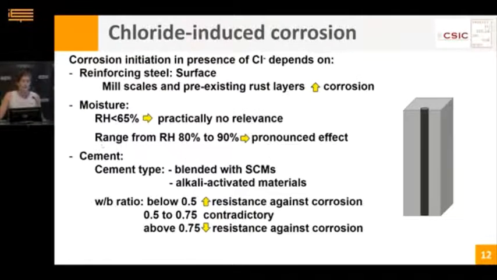Finally, there are different parameters related to the cement that also influence chloride-induced corrosion, in this case cement type and water-binder ratio. The presence of supplementary cementitious materials, fly ash, slag, silica fume, leads to a refinement of the pore structure and in general prevents the penetration of chloride ions. For other types of cement, for example alkali-activated materials, portlandite is not a typical reaction product. Therefore, the availability of hydroxyl ions from the pore solution will have a very important influence on the stability of the passive state, the passive film.